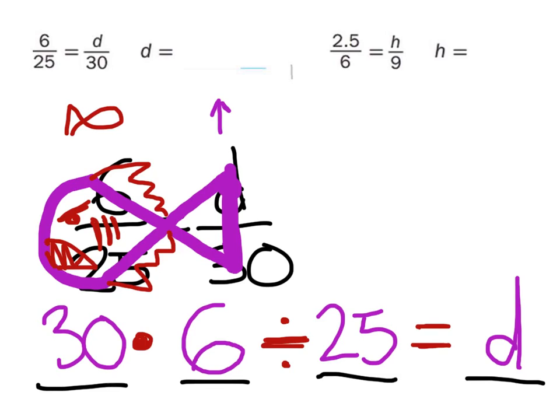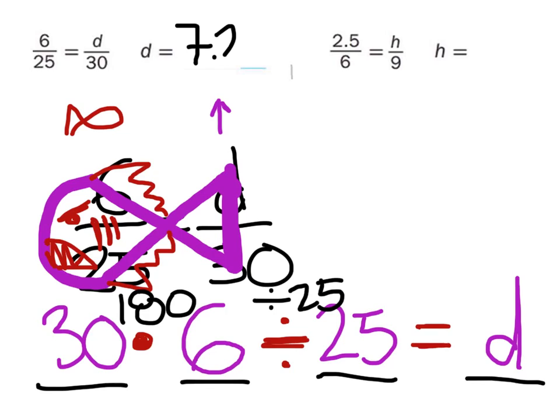So 30 times 6 is 180, divided by 25. You're going to get a decimal here. Someone with a calculator, 180 divided by 25? 7.2. All right, so D equals 7.2.